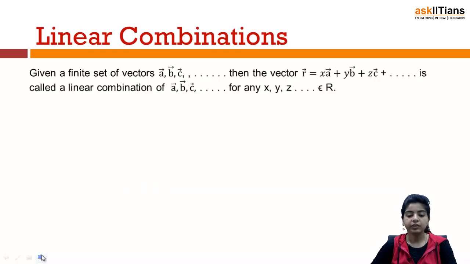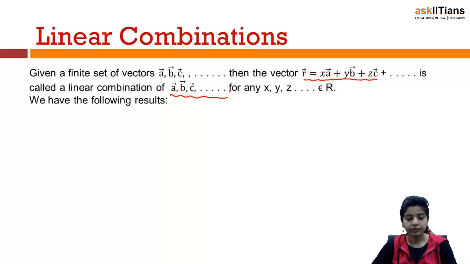combinations. Given a set of vectors A, B, C, then the vector R equal to xa plus yb plus zc and so on is called a linear combination of vectors A, B, C for any x, y, z belonging to R. This is in fact the general definition of linear combinations also, that you have certain number of scalars and if you take the term of the form R, in case of vectors A, B, C, then the vector R defined as xa plus yb plus zc plus so on is termed a linear combination of the vectors A, B and C where x, y, z belong to R, that is they are real numbers.